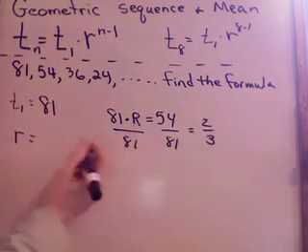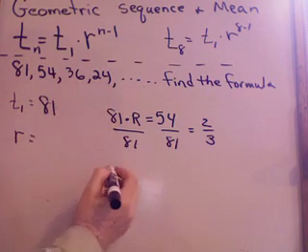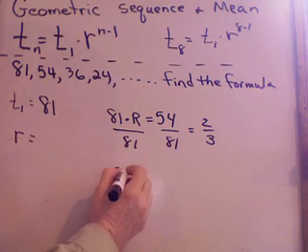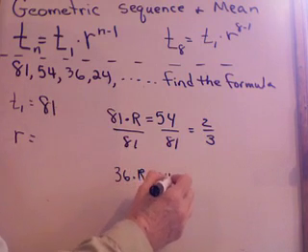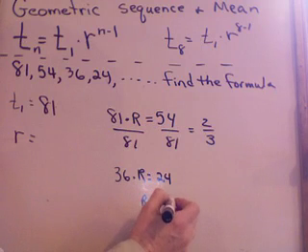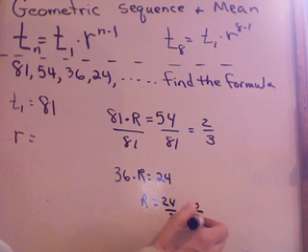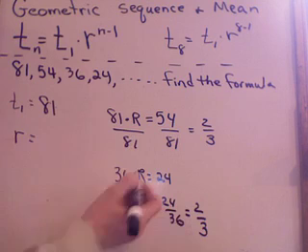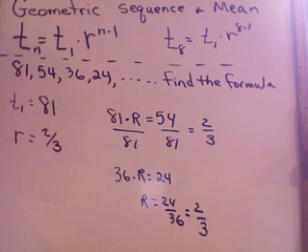Now, sometimes if you want to check to see that you have the correct r, you can try any other two terms right in a row. So 36 times r equals 24. I should come up with the same r. This one, r equals 24 over 36, which again reduces to 2/3. So I know my r is correct, 2/3. Now, the easy part, write the formula following that pattern.